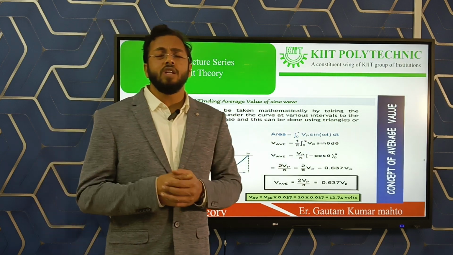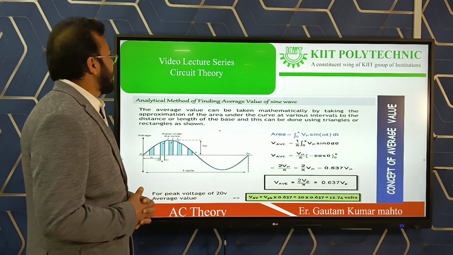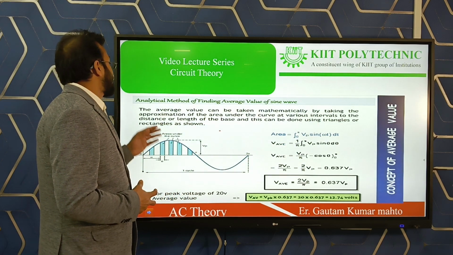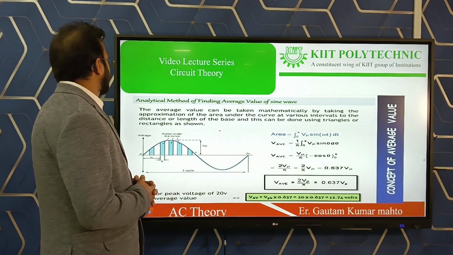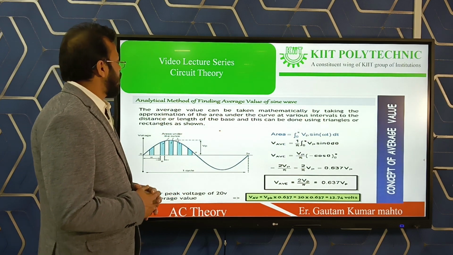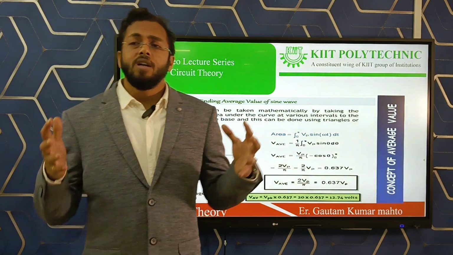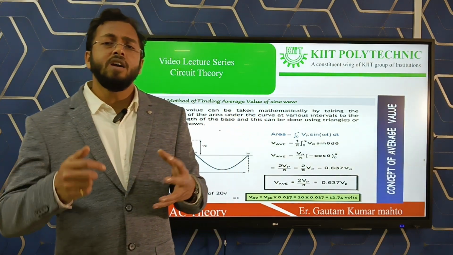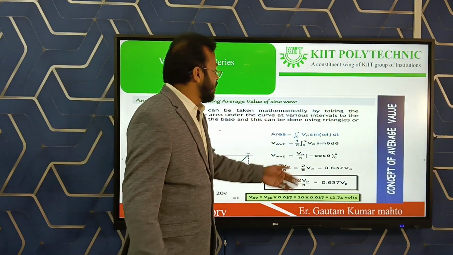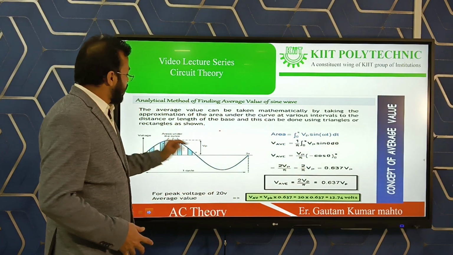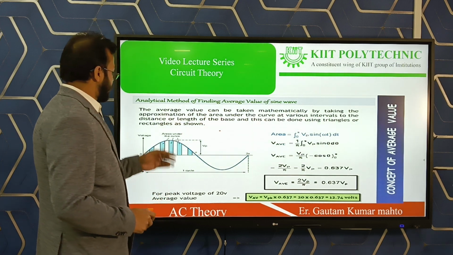Now we can calculate the average value. The average value can be taken mathematically by taking the approximation of the area under the curve at various intervals divided by the length of the base, and you can simplify it with integration, that is the area divided by the sum of observations divided by time. Here I have taken this for the half interval; the same thing you can do for the full interval, the full wave, also.